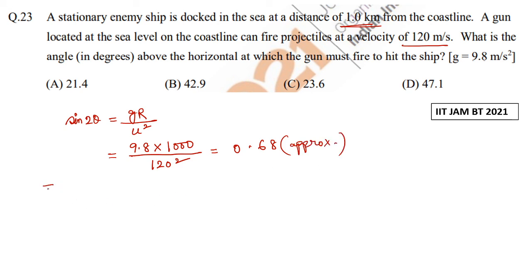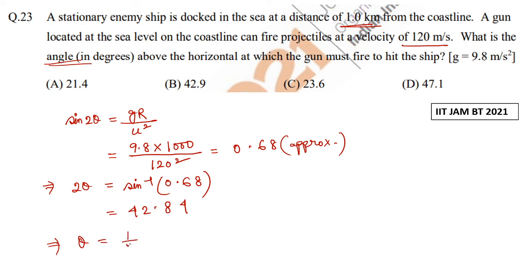So from here we can say that 2 theta equal sine inverse 0.68, right? If we take the inverse of it, we get 42.84. This is 2 theta, 42.84, but we need theta, that is the angle of projection. If 2 theta equal 42.84, then theta equal half of 42.84, that is equal 21.42, or we can write it as 21.4 degree.